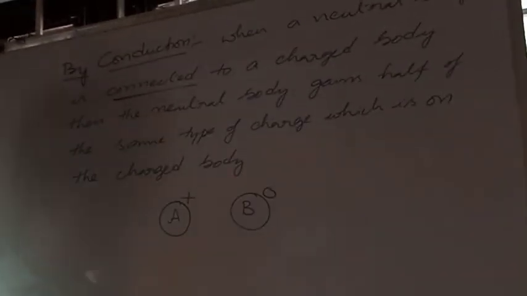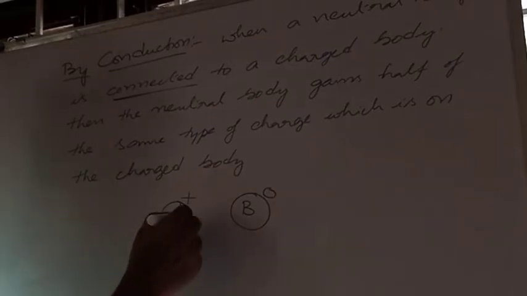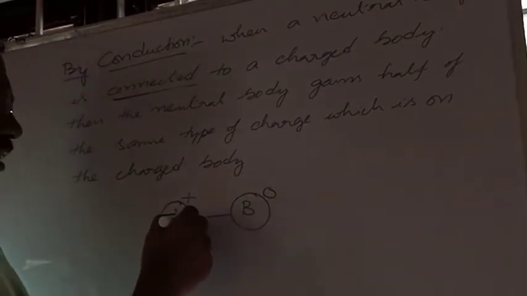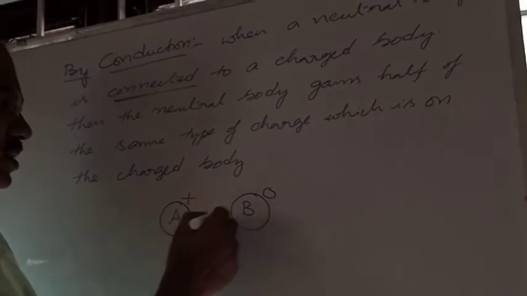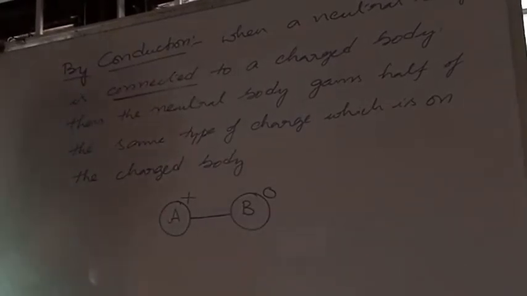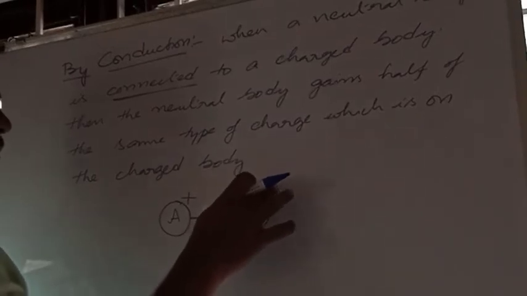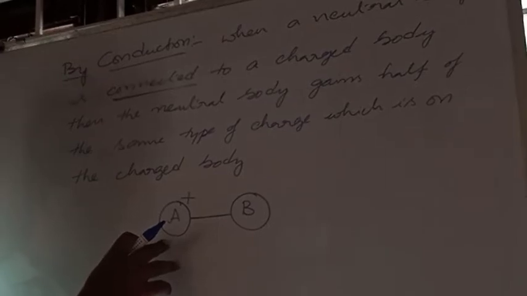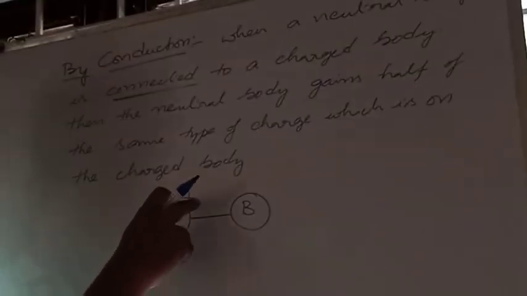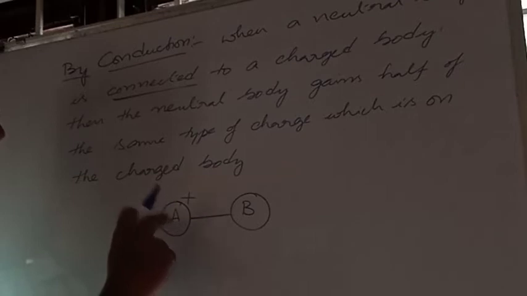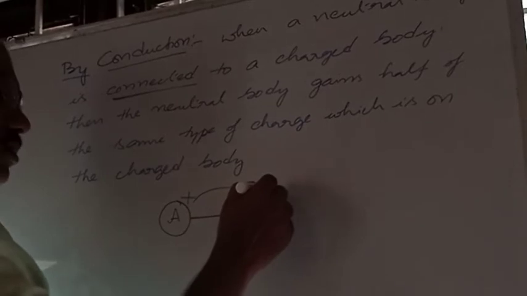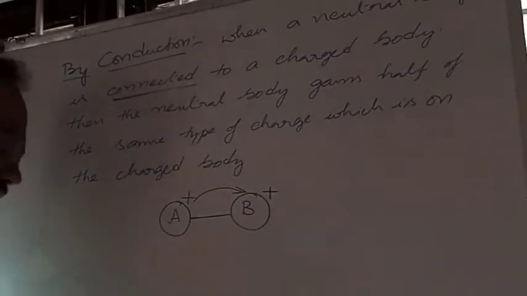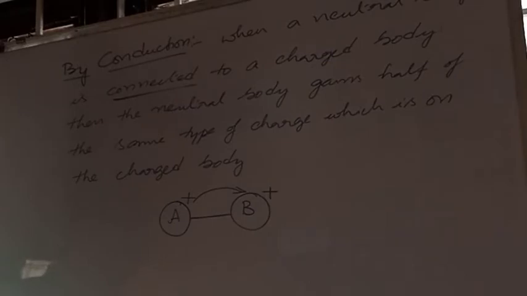And B is neutral. But when we connect these two bodies by means of a conductor, B will acquire the same type of charge which is on the first body. So here the first body is of positive charge, so this charge is transferred to the second body, so B also will get positive charge.